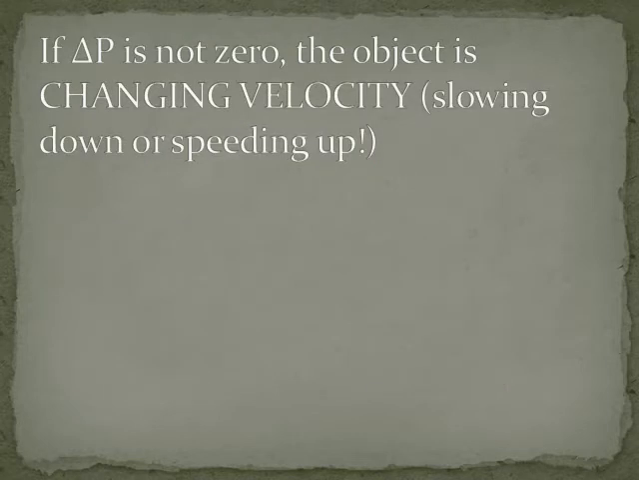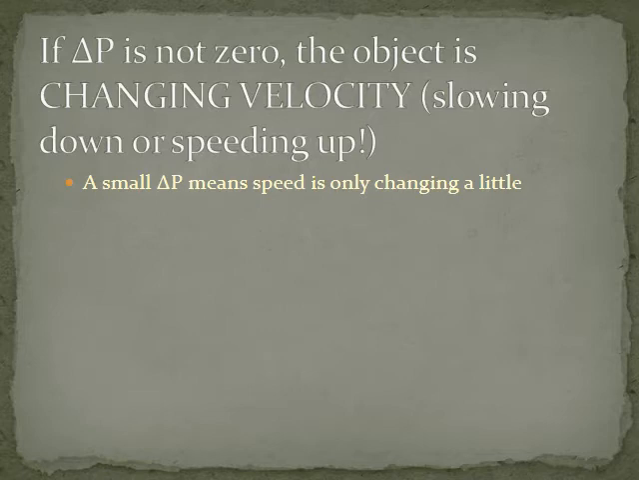If the DeltaP is not 0, so if it's a positive value or a negative value, what that means is that the object's velocity is changing. It's either slowing down or it's speeding up. If you have a very small DeltaP, a DeltaP of 0.2 or 1, that means that the speed is just changing by a little bit. So my momentum is not changing dramatically.